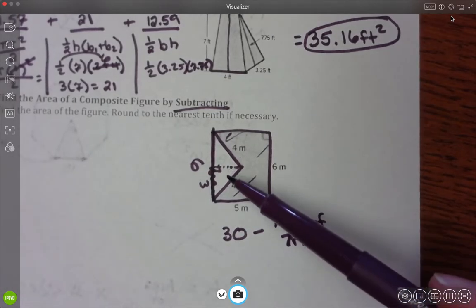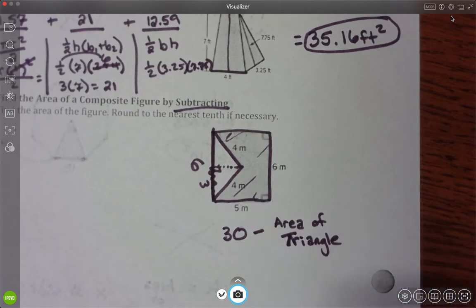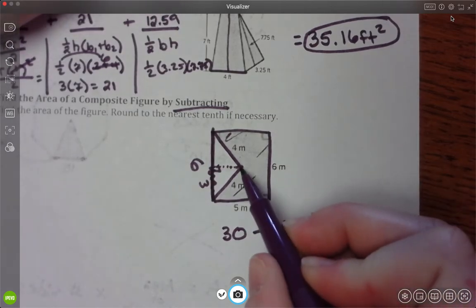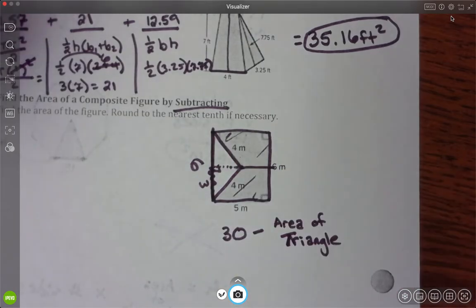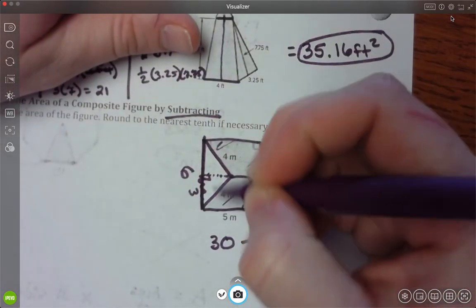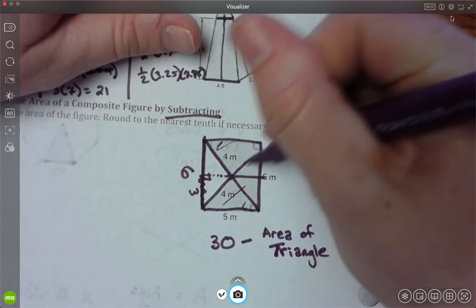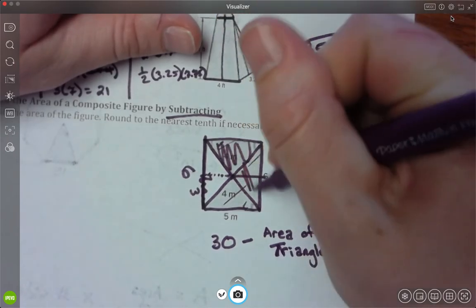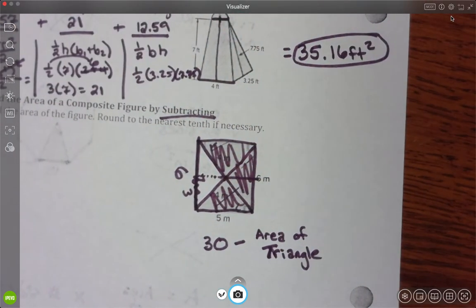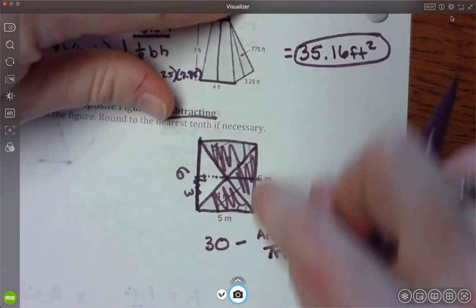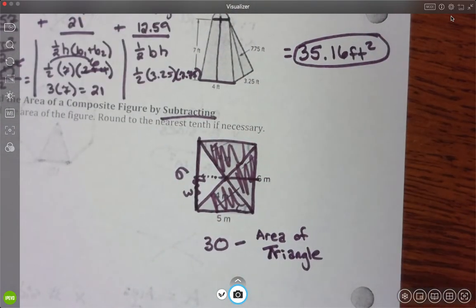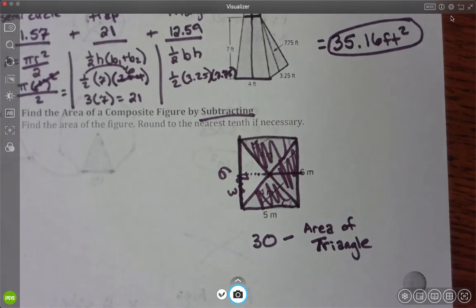So when you have a chunk that's missing, sometimes it's easier to do it that way than to separate this out into pieces. I don't know how you would even cut that. I don't know. Maybe make 3 triangles here, this guy, and this guy, and this guy. I don't know. That would be really hard. So finding the rectangle and then subtracting out the triangle is the best way to go for that. Okay?